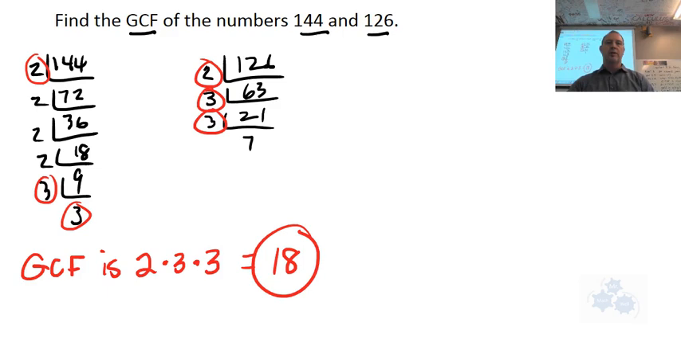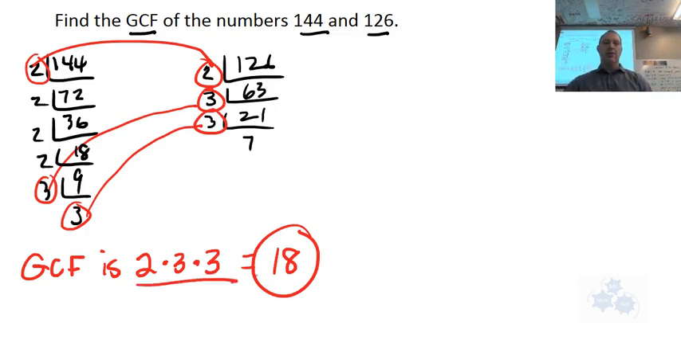And what I noticed was that the common prime factors here were 2, that's common to both, 3 is common to both, and another 3 is common to both. Now I didn't circle any of these other ones because a 2 and a 2 and a 2, there's no matching prime factor on the other side. So I just identified the ones that have a matching prime factor, okay? Now I multiplied those all together. 2 times 3 is 6, times 3 is 18. So there is your greatest common factor.